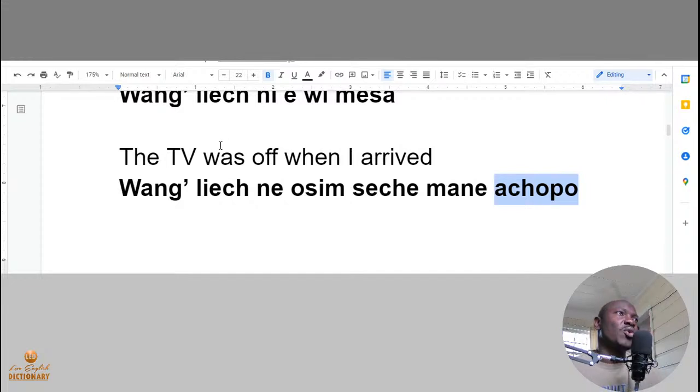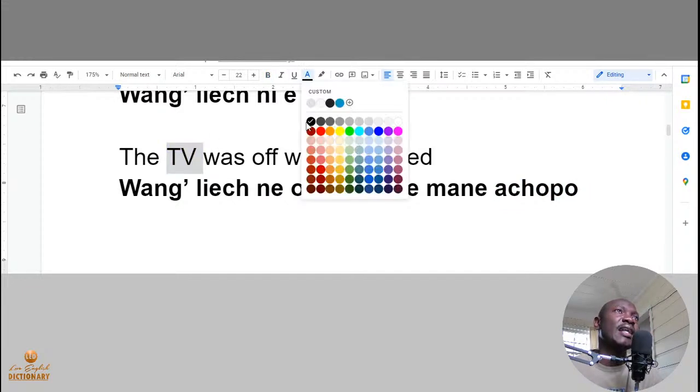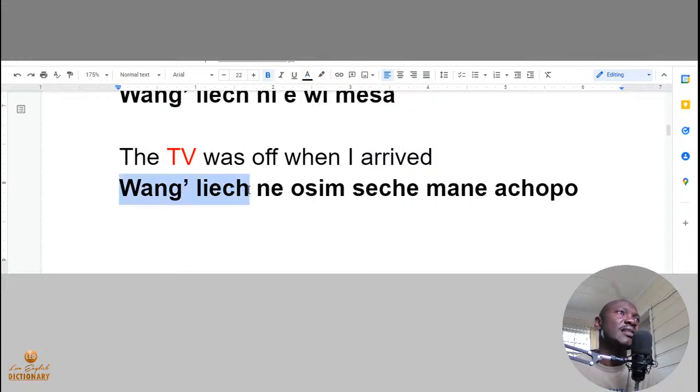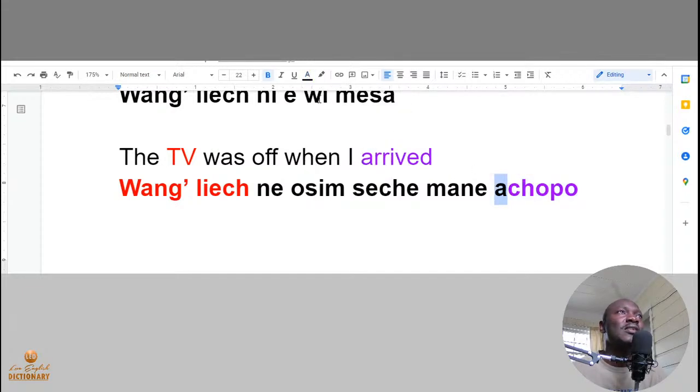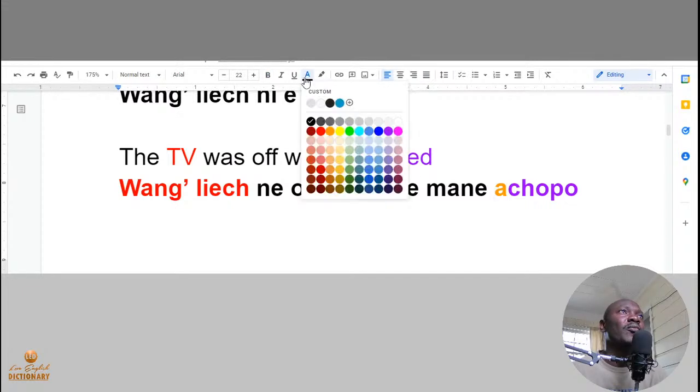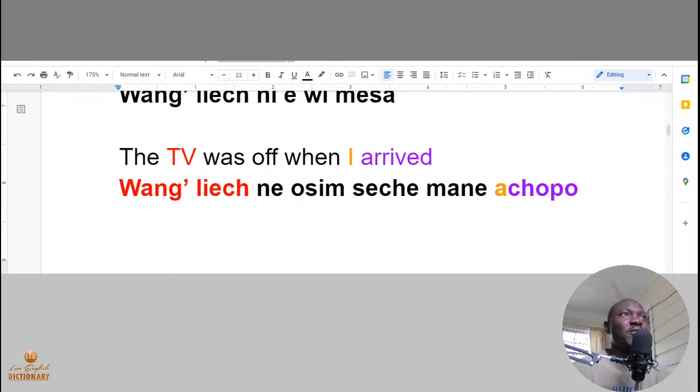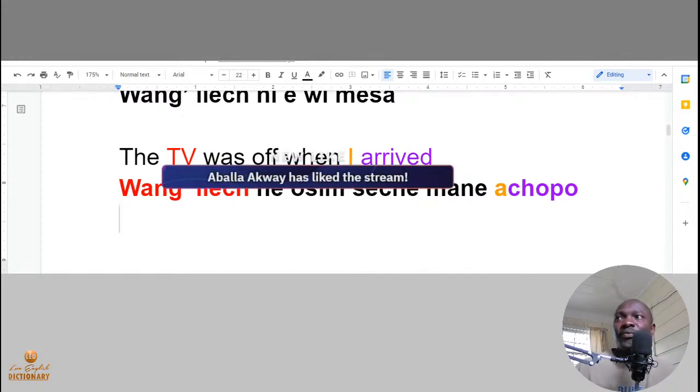I hope this gives you a good way of now saying that, okay, this translates to that, because it is very difficult to get sentences that you want, you know? So I'm giving as many as I can so that you can always see what to use them for, where to use them and how to use them. So these are the main ones we are talking about. The TV was off when I arrived. Wang liech ne osim seche mane achopo.